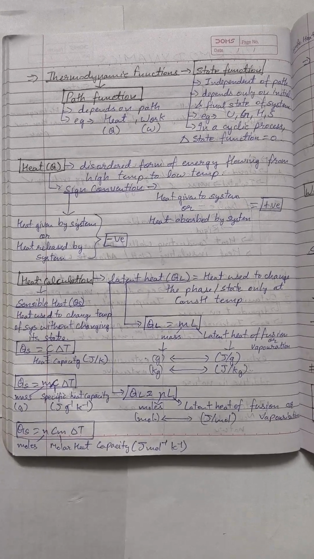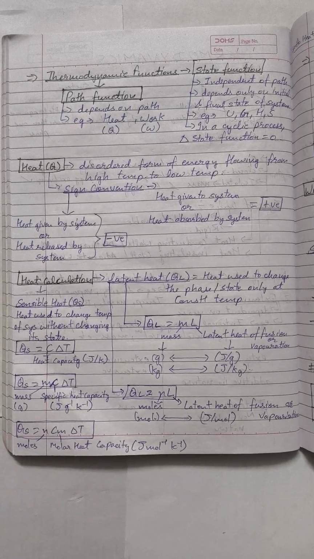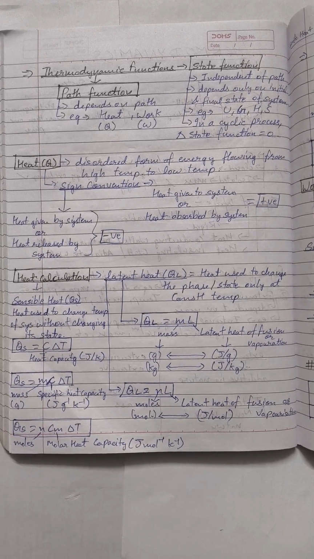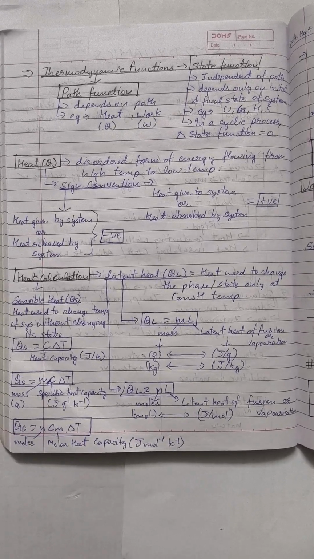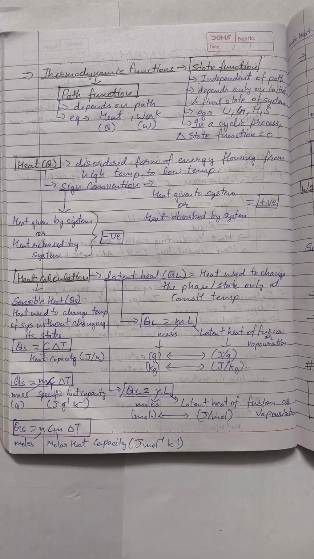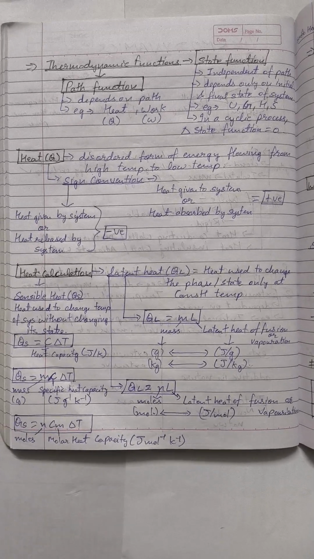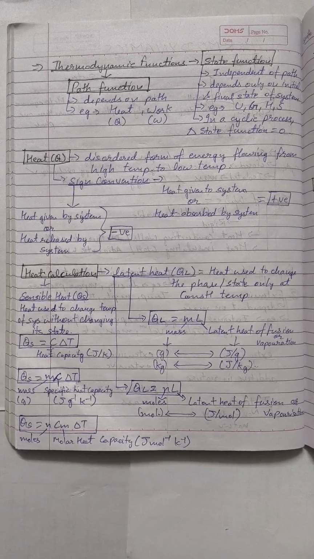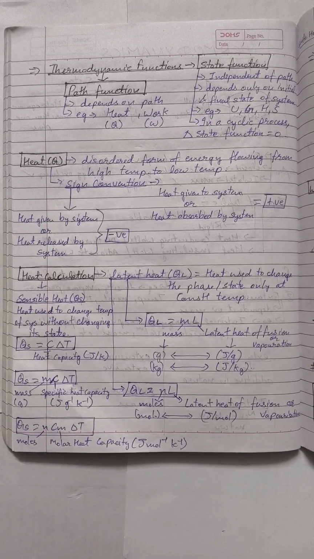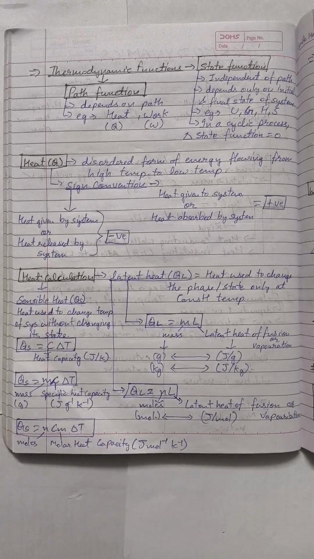Latent heat is heat used to change the phase or state only at constant temperature. Latent heat is calculated with the given formula as QL is equal to m into L, where m represents mass and L is latent heat of fusion or vaporization. In terms of moles, the latent heat can be calculated as QL is equal to n into L, where n represents number of moles and L represents latent heat of fusion or vaporization.